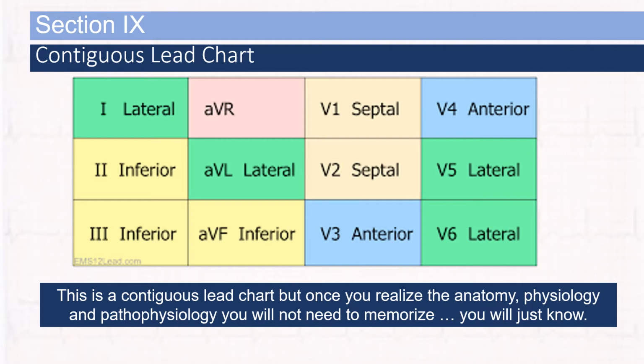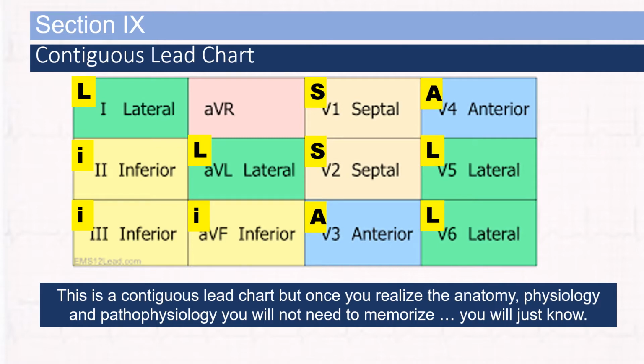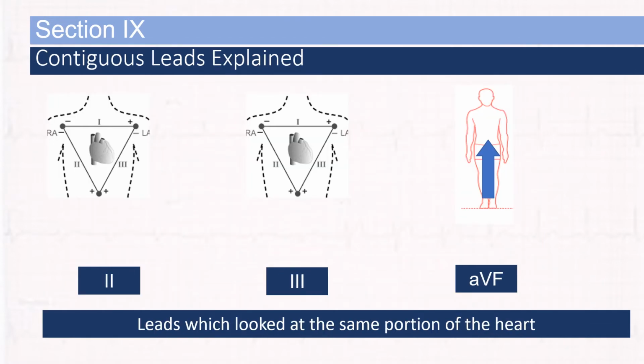One additional memory aid that somebody told me years ago is about a little lie named Sal. Lil-lis-sal. For lateral, inferior, inferior, lateral, inferior, septal, septal, anterior, anterior, lateral, lateral. I hope this helps. Just remember, understanding is far more powerful than memorization. Contiguous leads can be a little bit difficult to understand and explain.